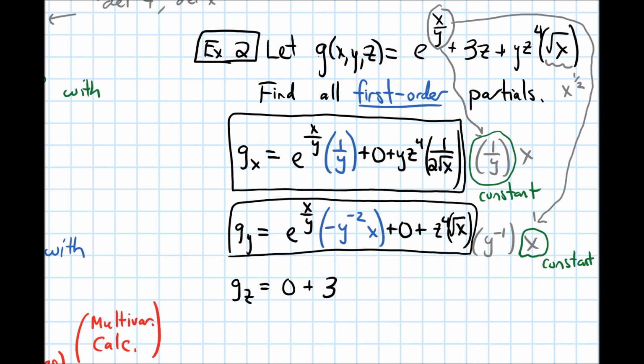And then for the last term, the y and the root x get treated as constants because they don't involve z. So I just take the derivative of the z to the 4th term, and that's going to pop a 4 down. It's going to make the z to the 4th become z to the 3rd. And then the y and the root x stay there because they're constants multiplying z to the 4th. So I'll still have y, and I'll still have root x there.